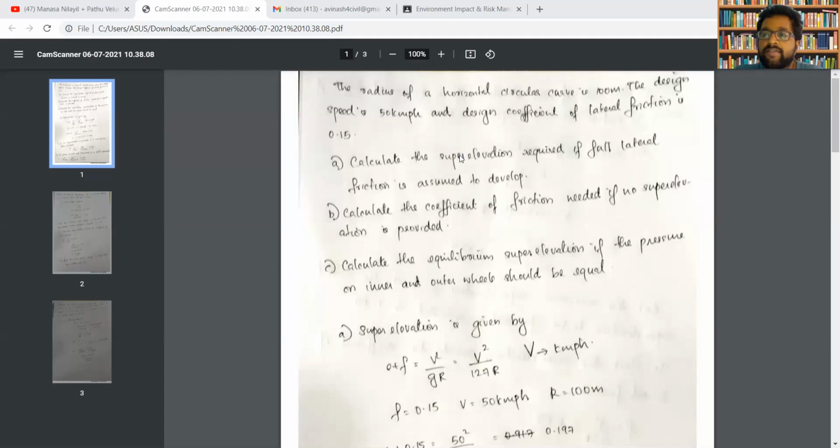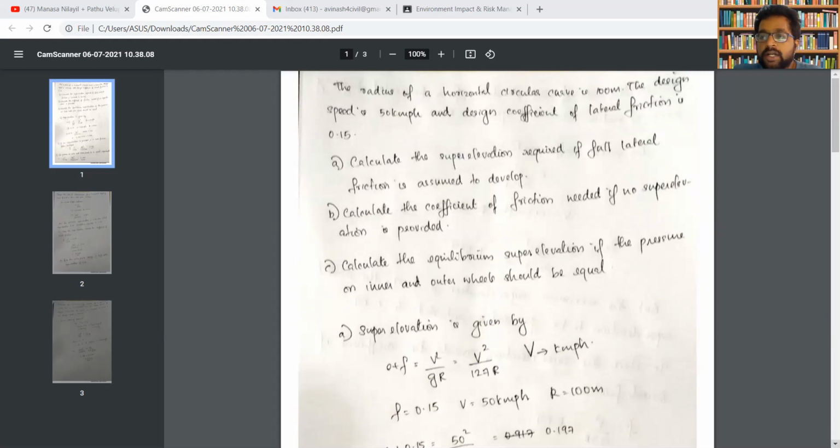So what are the data given? Radius of horizontal circular curve is given as 100 meter. Design speed is given as 50 kilometer per hour and the design coefficient of lateral friction is given as 0.15. So these are the three data given: radius of circular curve, design speed, and the coefficient of lateral friction.